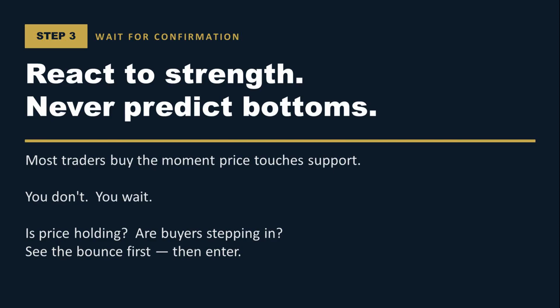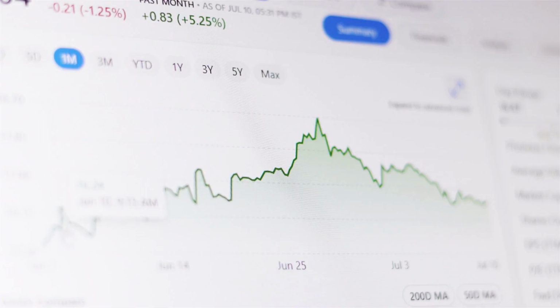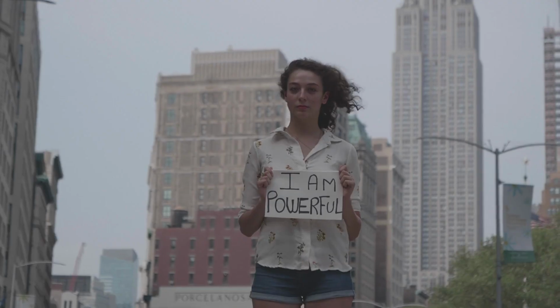Step 3. Wait for confirmation. This step is what separates traders who survive from traders who blow up. Most people buy the second price touches support. You don't. You wait. Is price holding? Are buyers stepping in? Is there a real bounce? You are not predicting the bottom. You are reacting to strength. That one shift alone, reacting instead of predicting, will save you more money than any indicator ever will.